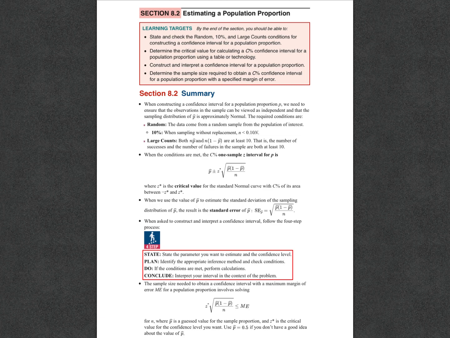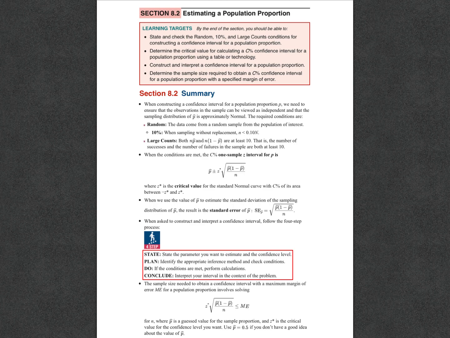Okay, so just going to go through this summary super quick. When we construct a confidence interval for a population proportion, we need to ensure that the observations in the sample can be viewed as independent, and that's what the 10% rule will do, and that the sampling distribution of p hat is approximately normal. That's what large counts does. Randomness: because we're always conducting a confidence interval for a sample, you have to make sure that your sample was randomly produced, so that we can generalize it to the population.